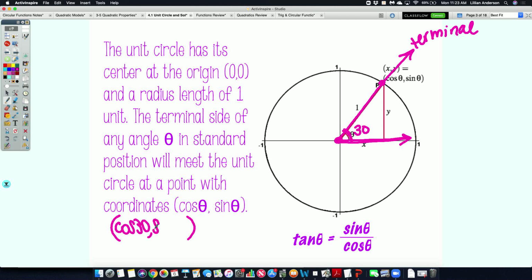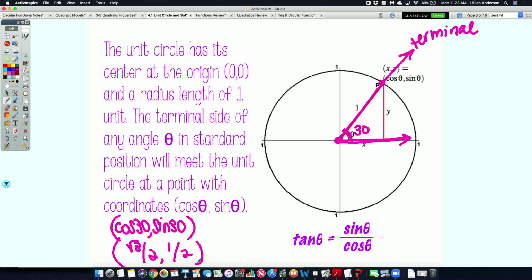Okay? So then that coordinate where it intersects the unit circle will be the cosine of 30 degrees, comma, the sine of 30 degrees, which you already know from our do now. The cosine of 30 degrees is the square root of 3 over 2. And the sine of 30 degrees is 1/2. So technically that's the ordered pair on that point of the unit circle.